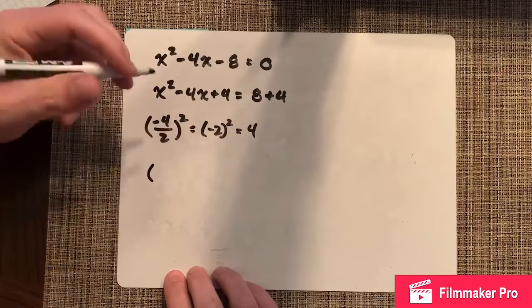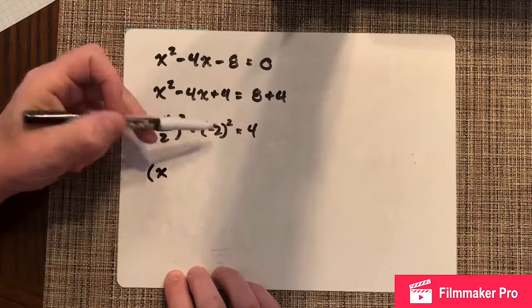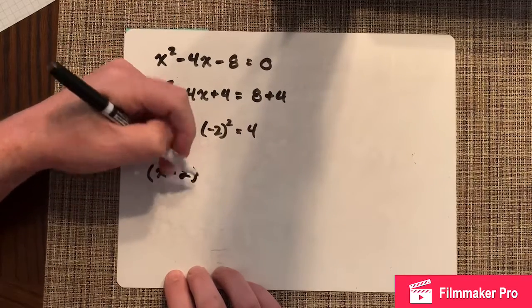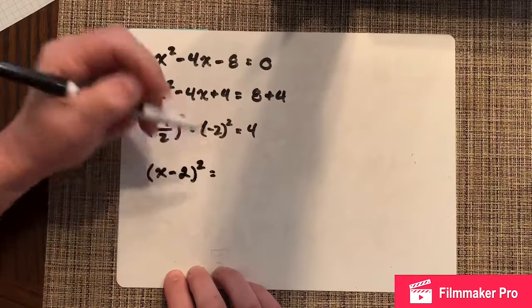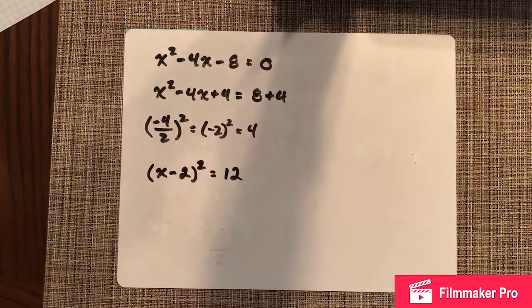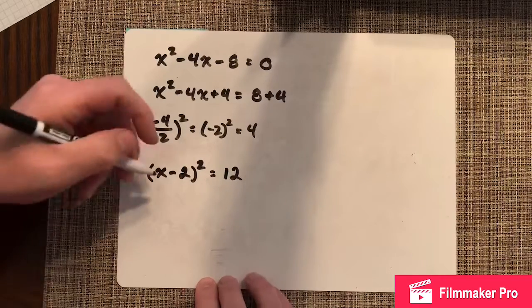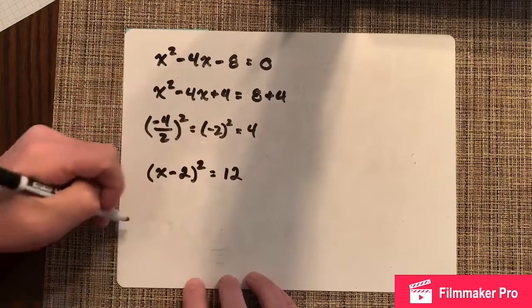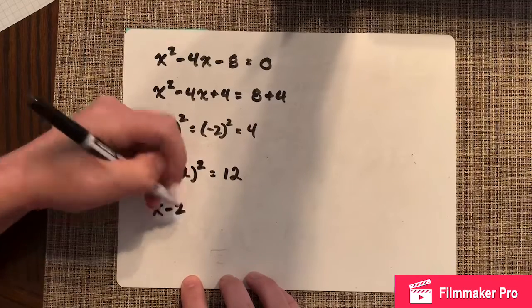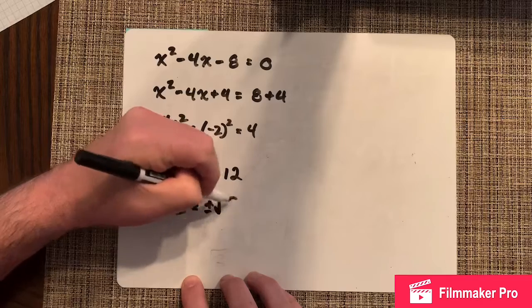So now, the left-hand side is a perfect square, (x minus 2) squared equals, and 8 plus 4 is 12. And that is a good sign. I'm glad that equals 12 because that's what's gonna give me my 2 root 3 here in a minute. I'm gonna take the square root of both sides. The x minus 2 pops out, equals plus or minus the square root of 12.